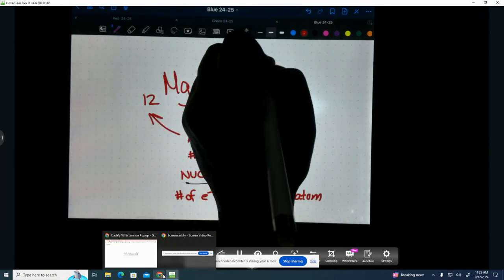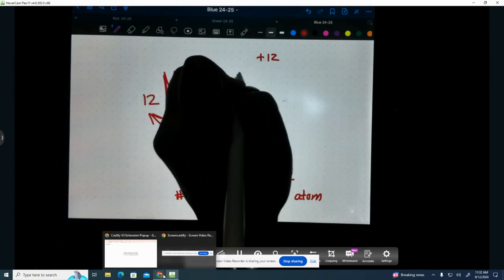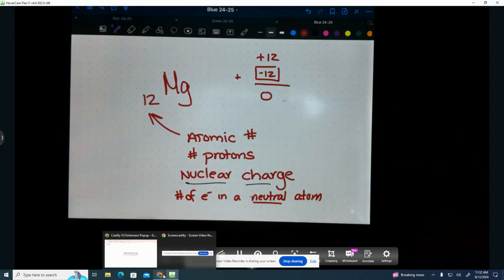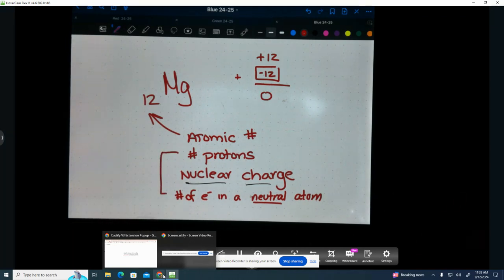Magnesium is a positive 12. Then I know if it's neutral and it has to add to 0, then this number needs to be negative 12. And what's the only thing that we have in the atom that is negatively charged? The electrons. So the number of electrons and the number of protons are going to be the same if the atom is neutral. Okay, let that sink into your brains for a second. Everybody okay with that?